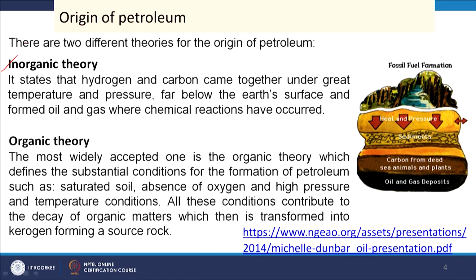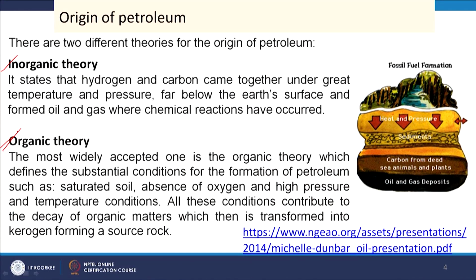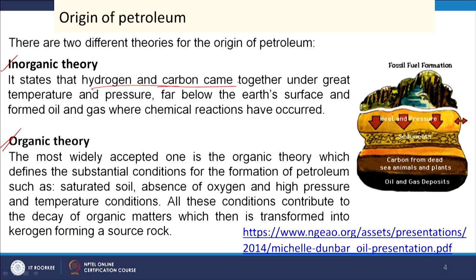In case of coal, we have seen that there are different thoughts that explain the formation of coal under the earth's crust. Here also there are different thoughts. Some say that it originated from animal sources, and some say that it is from inorganic sources. So, one is the inorganic and the other the organic theory. Unlike coal, it is supposed that petroleum originated from animal sources, but coal was from plant sources as per this organic theory. Now, the inorganic theory says that carbon and hydrogen came together under high pressure and temperature below the earth's surface and formed oil and gas where chemical reactions took place.